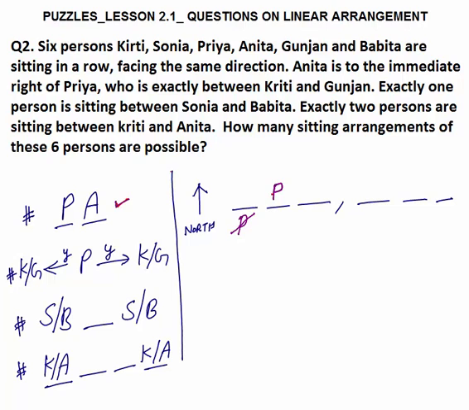Can P be at second position? Now if P is at second, then A would be at third. Now look at the second symbolic notation. P is exactly between K and G. Exactly between means that the gap of P from both sides must be same. Now if P is on second position, K or G must come at first position. That's the only position left.